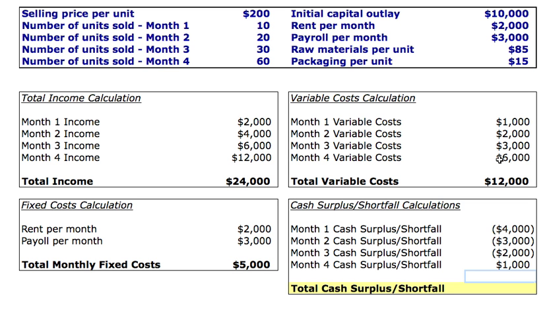So in order to determine the final total cash surplus or shortfall over those 4 months, we're going to just go ahead and add those together, which shows the business owner that at the end of 4 months, they are going to have a cash shortfall of $8,000.